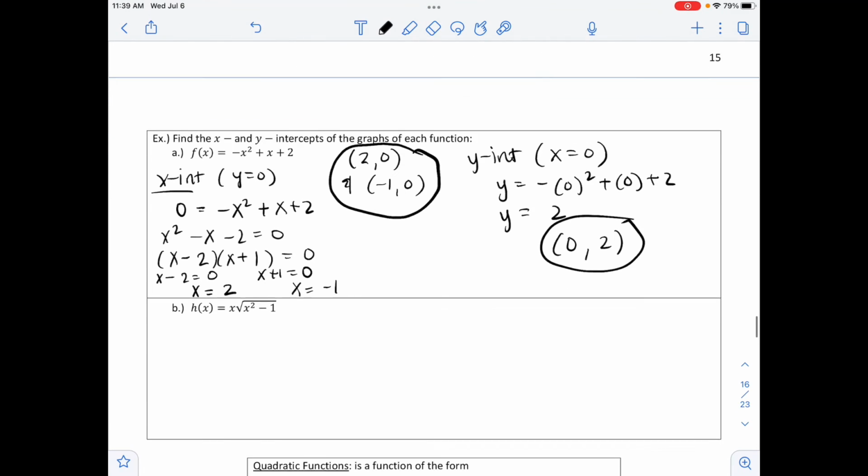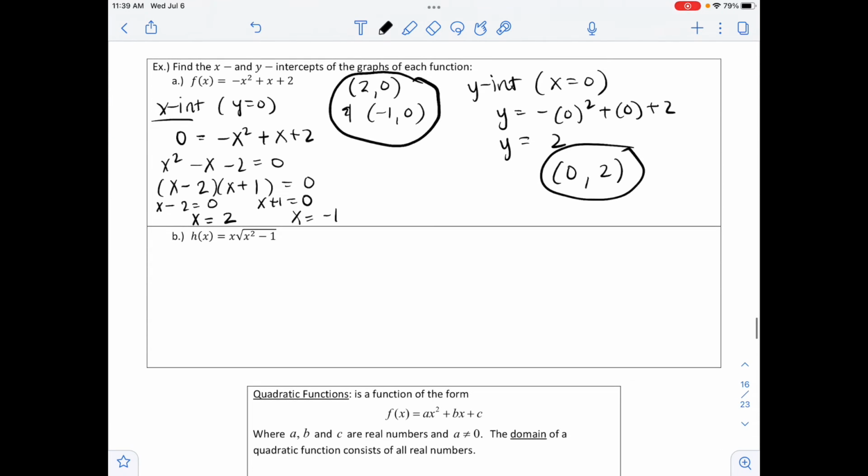We have another example right below this that is also asking for us to find the x and y intercepts. So to find our x-intercepts, again, we're going to set y equal to 0. And doing that, we're going to have 0 equals x times the square root of x squared minus 1. Since we are multiplying here, we're able to set each of these factors equal to 0. So we have x equals 0, and the square root of x squared minus 1 equals 0.